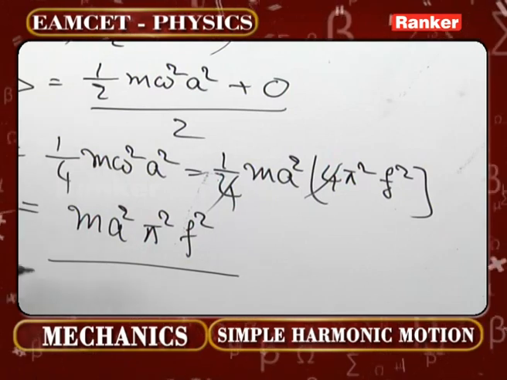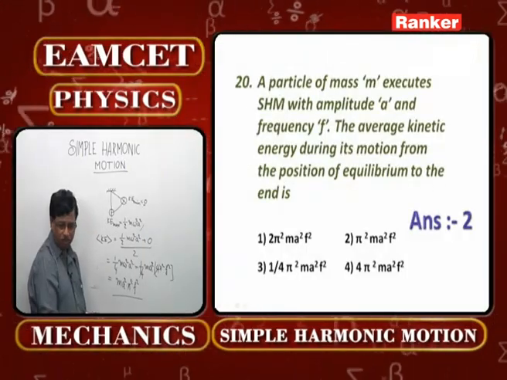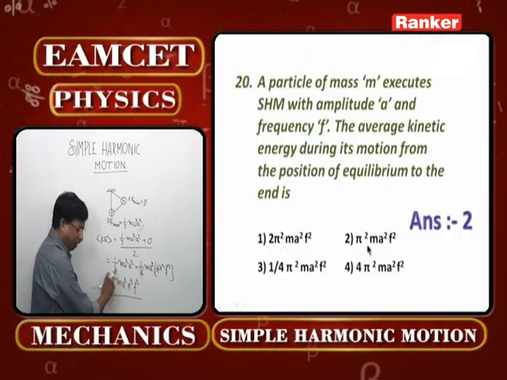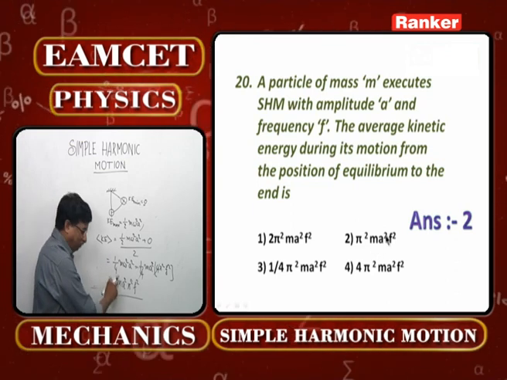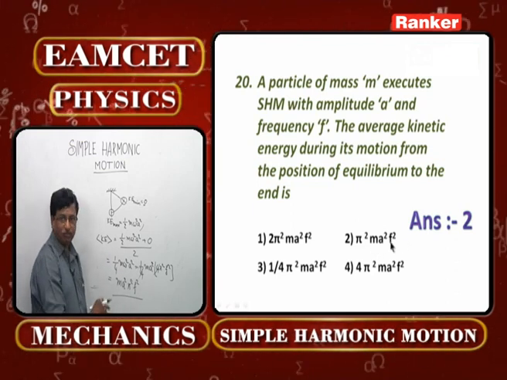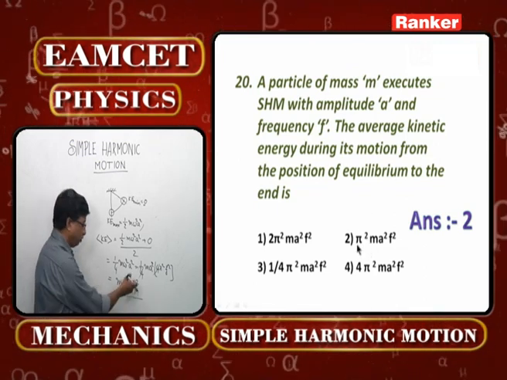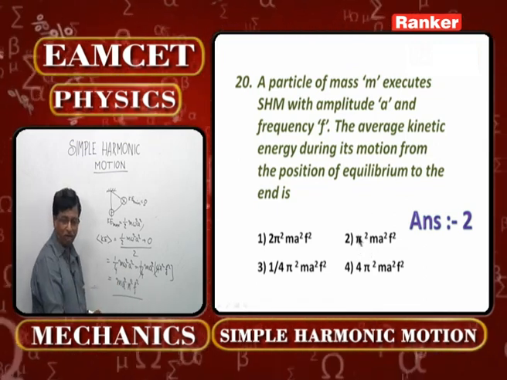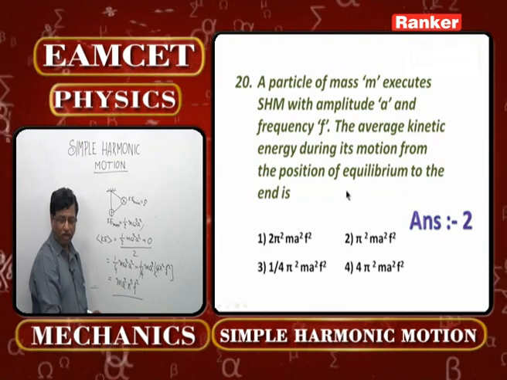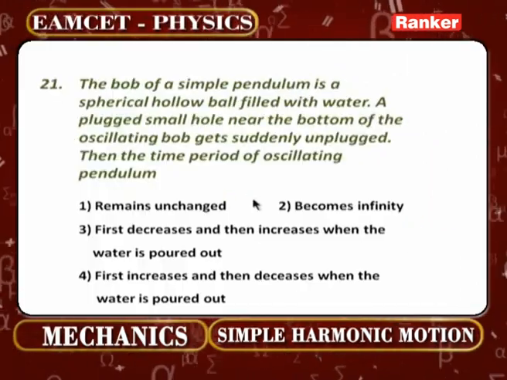Look at the options, which one is tallied with this number, please. You will be finding pi square m a square f square. The second option is going to be exactly tallying with the answer we have got for the 20th question. Now look at the next number, that is question number 21.